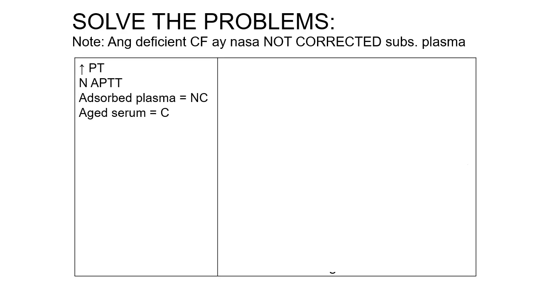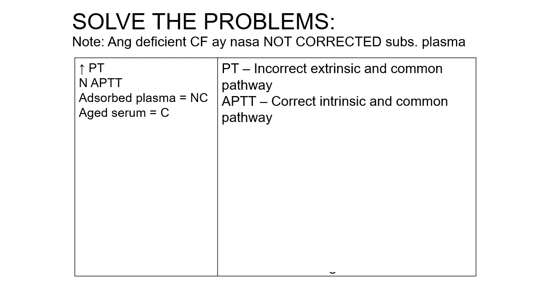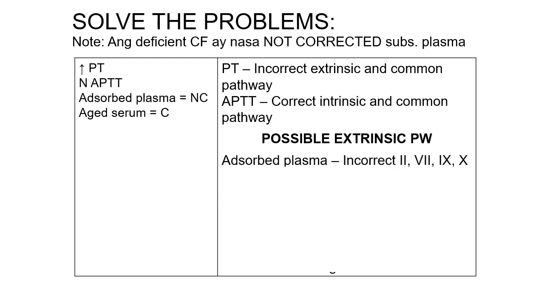Next naman, prolonged PT, normal APTT, adsorbed plasma is not corrected, H serum is corrected. PT, incorrect either extrinsic or common. APTT, correct daw ang intrinsic and common. So, ang problem is possible extrinsic pathway. Sa adsorbed plasma, baka nandun sa 2, 7, 9, and 10. H serum, correct daw ang levels ng 1, 2, 5, and 8. So, ang focus natin, alin dito sa mga to? Ang extrinsic pathway.